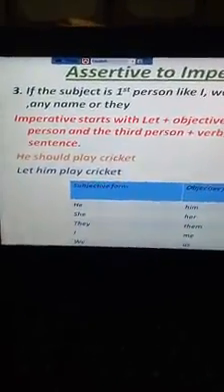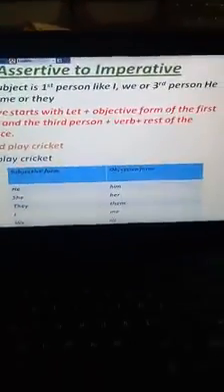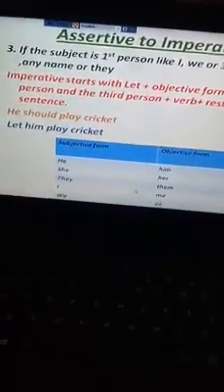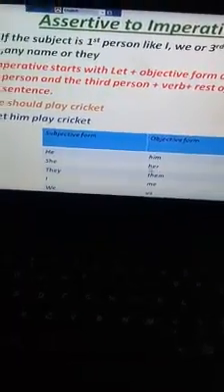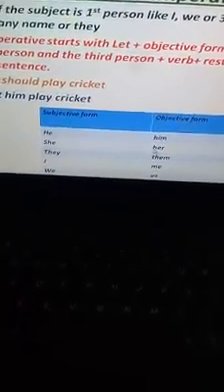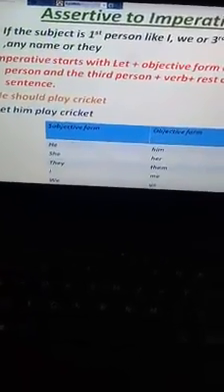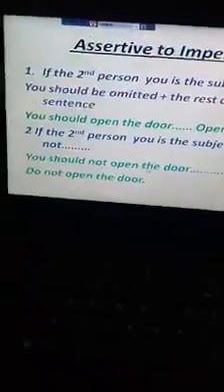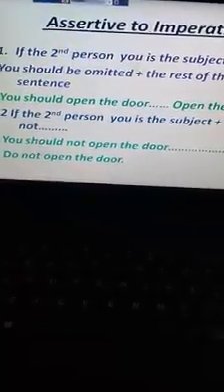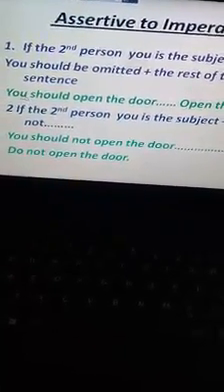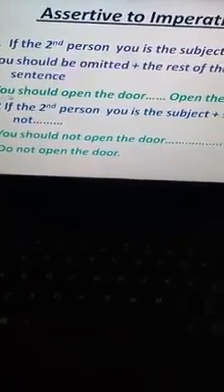But in the case of first person and third person, there are some things to follow. That is, you have to use the objective form of the verbs. In the first sentence, I have written, you should open the door. Here the subject is the second person, so there is no problem.